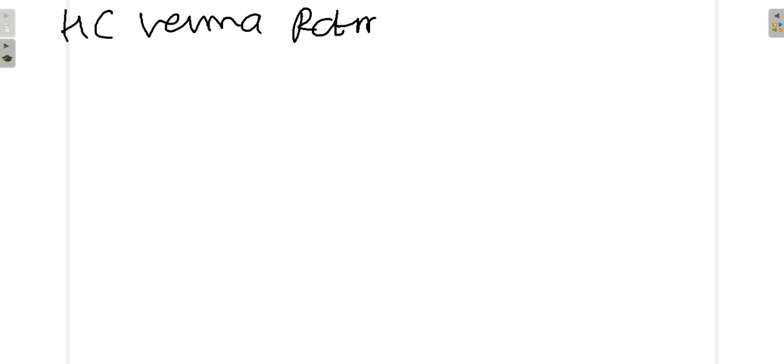Let us look at another problem from HC Verma, rotational motion. This is problem number 60 on page number 199. Refer to the textbook for the statement.